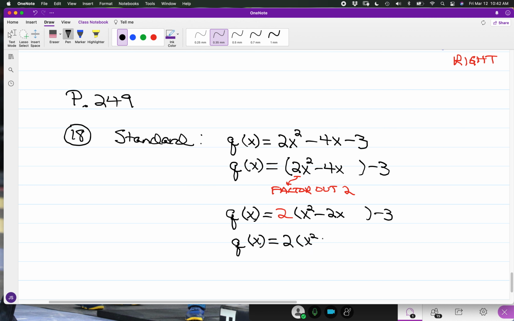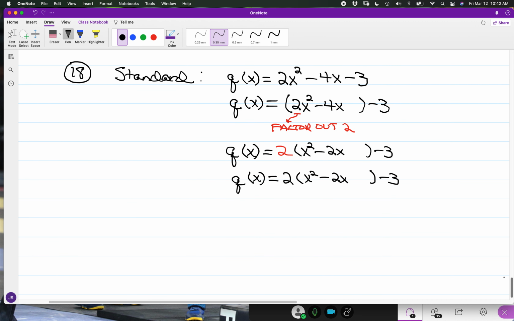Alright, now is where the completion of the square is going to enter the scene. For completing the square, the first term inside the parentheses is an x squared. Now I look at the first order x term, and I'm going to take the coefficient alongside it. So we have negative 2, and I'm going to take half of this. Half of negative 2 is going to be negative 1, and the square of negative 1 is going to be positive 1.